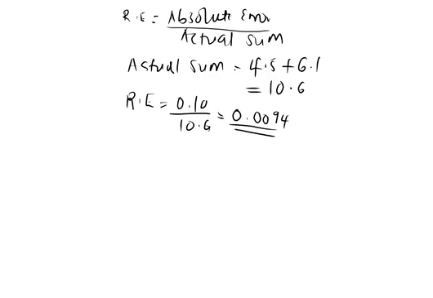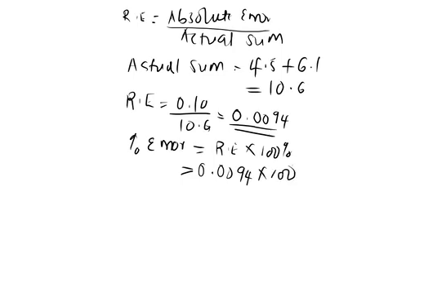Now we go to the percentage error, which is given by the relative error multiplied by 100%, and this is equal to 0.0094 multiplied by 100, which is equal to 0.94%. That is the percentage error in that sum.